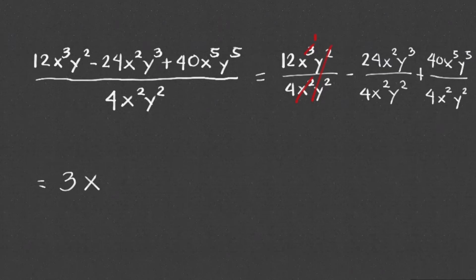Minus 24 divided by 4 is 6. And x squared divided by x squared is 1. And y cubed divided by y squared is equal to y. Plus 40 divided by 4 is 10. And x to the 5th divided by x squared is x cubed. And y raised to the 5th divided by y squared is y cubed.